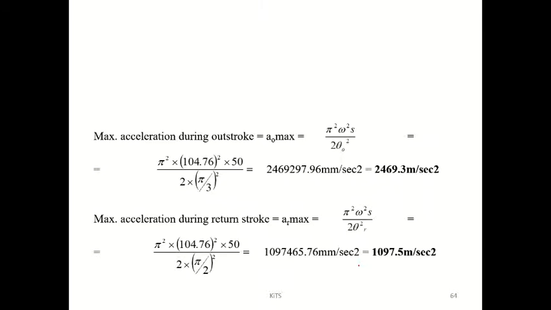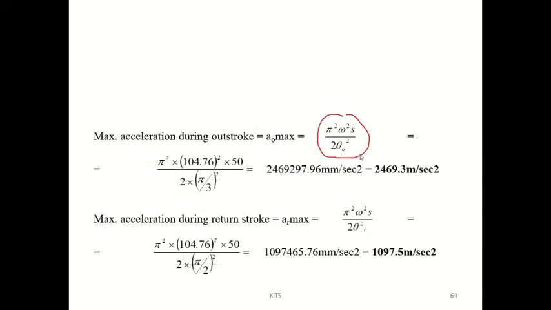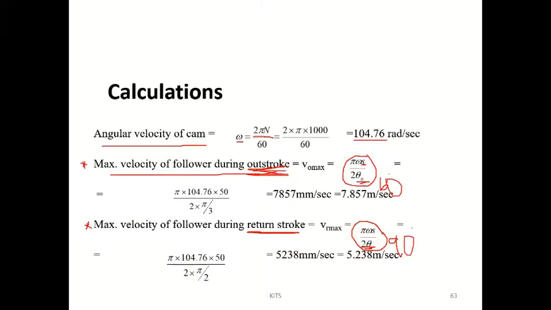Similarly, acceleration. Pi omega s by 2 theta, that is velocity. Pi square omega square s divided by 2 theta square, that is acceleration. Velocity formula, pi omega s divided by 2 theta. Acceleration formula, pi square omega square s divided by 2 theta square. And one more thing, you should not put 60 degree directly. You have to convert this into radian.